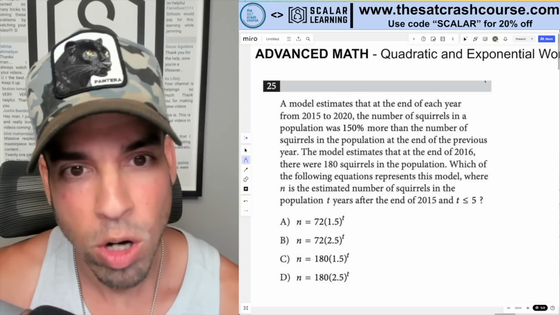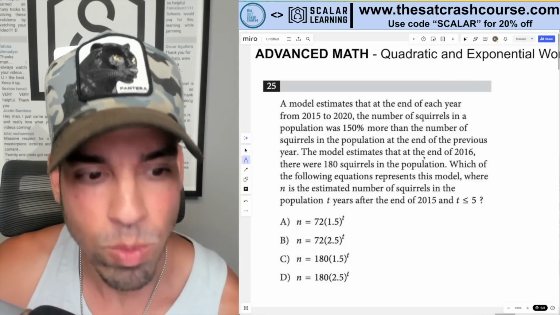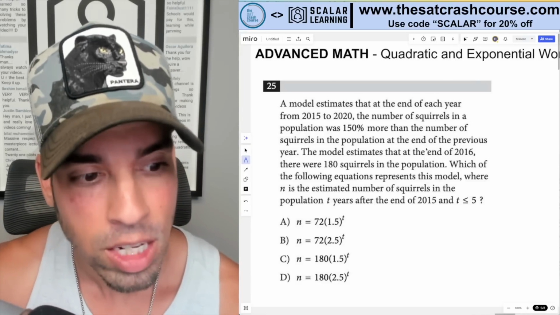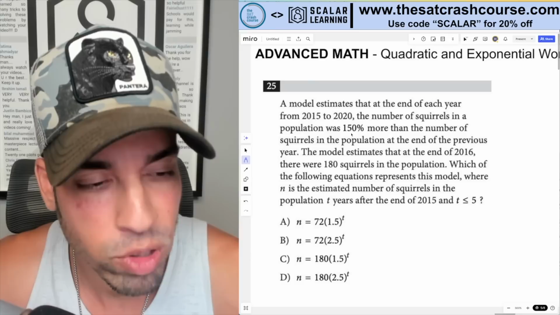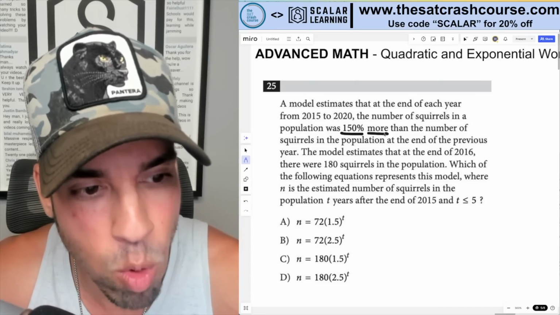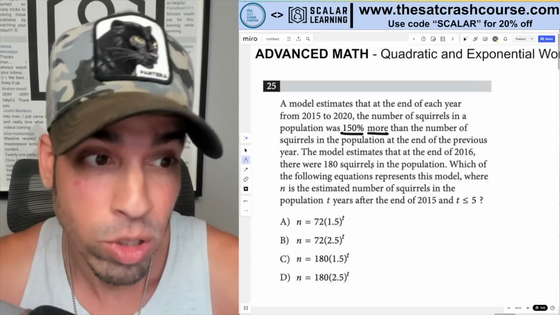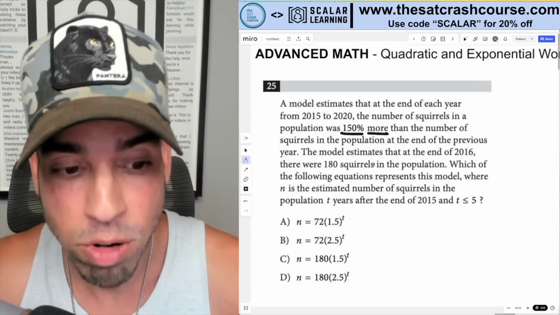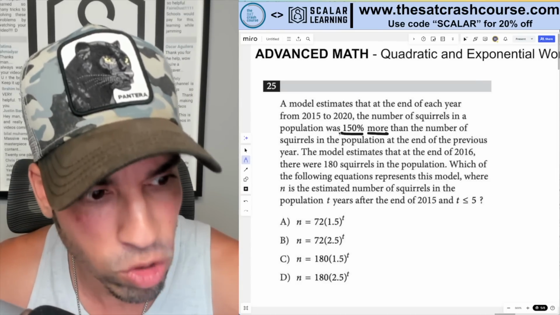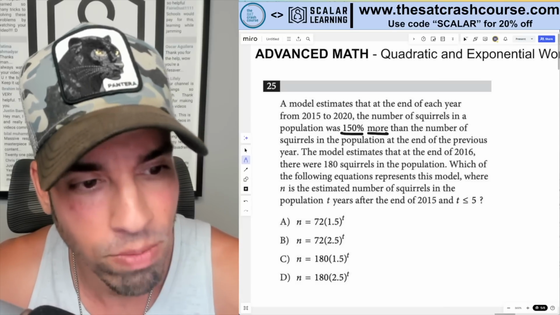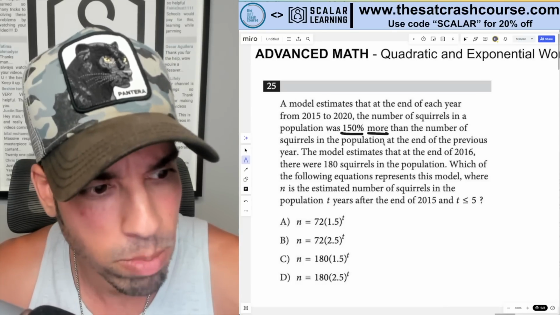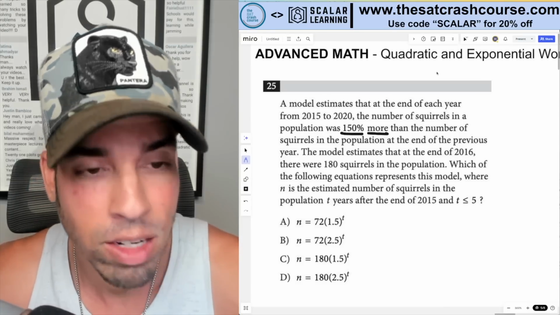Done. Now we have a quadratic and exponential word problem, and the reason why I think we're going to see something like this is because, again, it's got that percentage language, 150% more as opposed to 150% of. So this is a really interesting percentage and exponential word problem hybrid. So let's read this. It says the number of squirrels in a population was 150% more than the number of squirrels in the population at the end of the previous year.